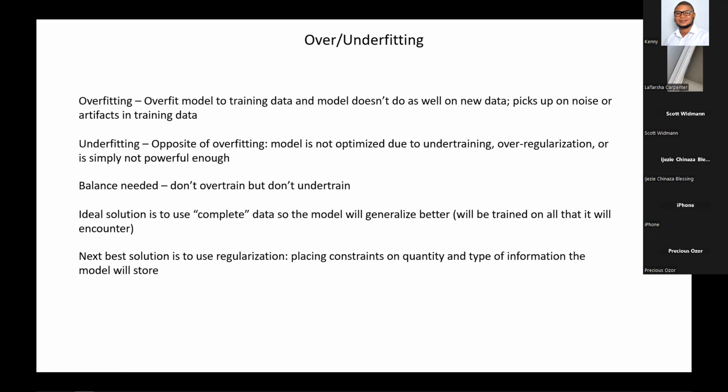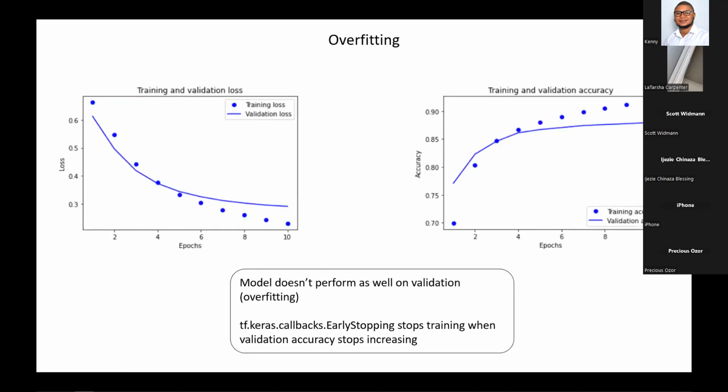The ideal solution is to use complete data, so the model will generalize better. And the next best solution is to use regularization, where we're placing constraints on the quantity and type of information that the model will store.